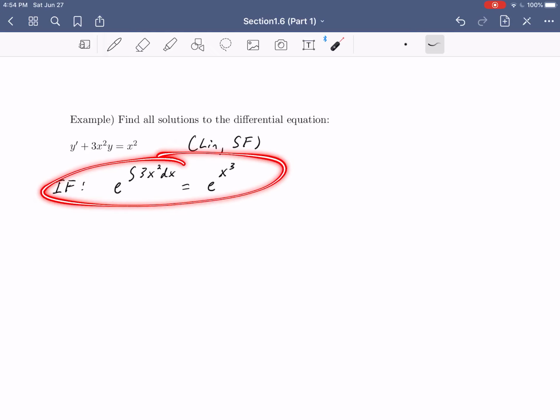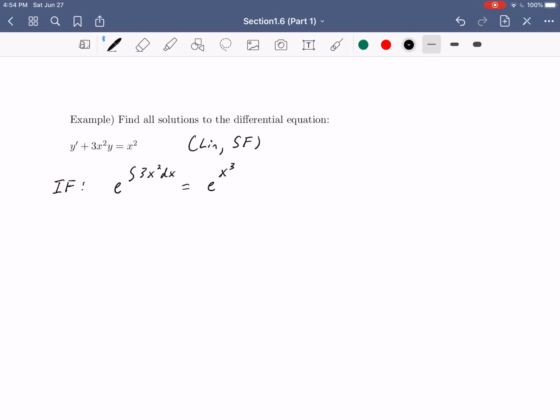Now that we have the integrating factor, we multiply both sides of the equation by it. So we get e^(x cubed) y prime plus 3x squared e^(x cubed) y equals x squared e^(x cubed).